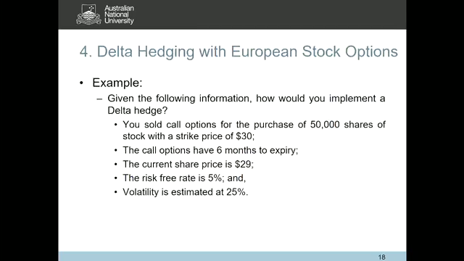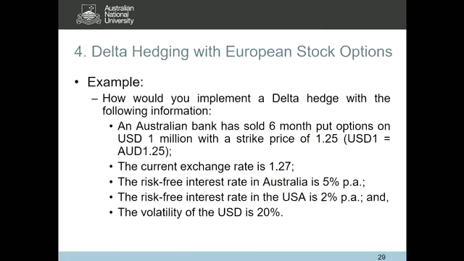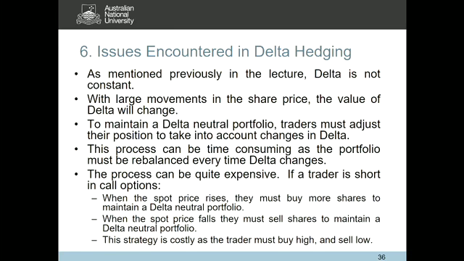So, in maintaining my delta neutral, or delta hedging, I've always got to have total delta equal to 0, right? So let's imagine you've written a call option. What position do you take in the underlying asset? Long. Okay, so let's imagine what happens when share prices go up. What happens to delta with a call option? It increases. Delta goes up.